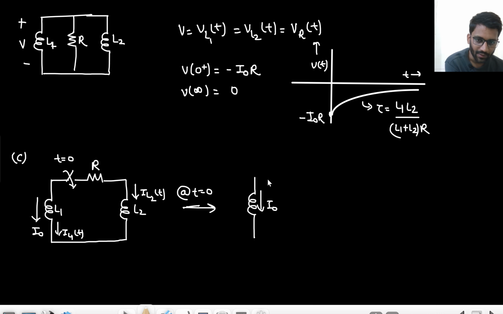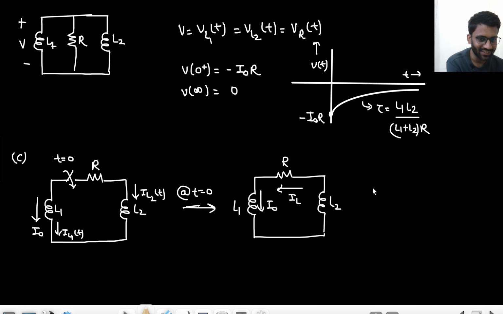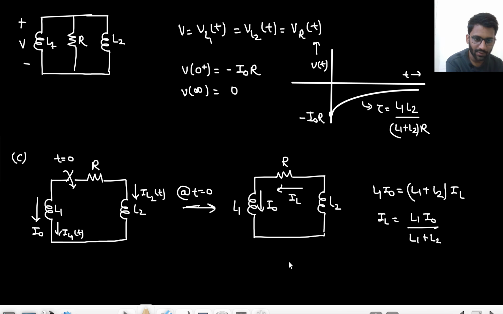here we have I naught current. This is having zero current, but both of them have to adjust to some current. And how will we find that value? By charge conservation. Okay, sorry, flux conservation. So L1 I naught will be equal to (L1 plus L2) IL. So IL would be L1 I naught upon L1 plus L2.